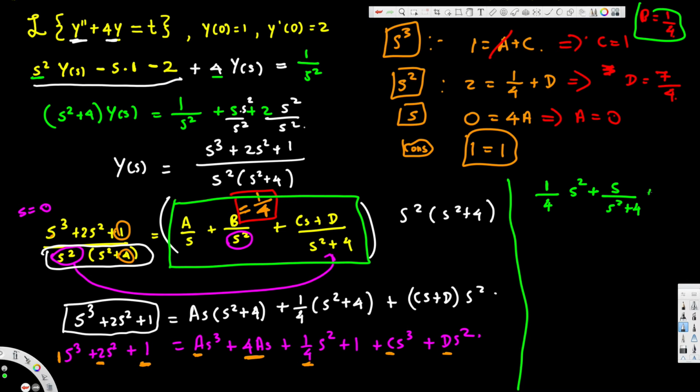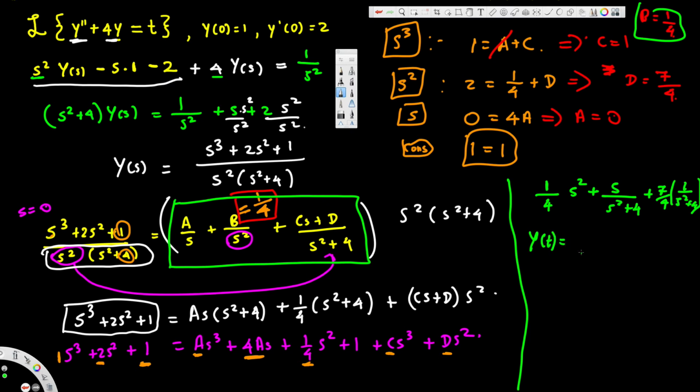Then d, I separate this one into two parts, c and d. D is going to be 7 over 4 times 1 over s square plus 4. Okay, now here we have to find out the Laplace inverse of this one. Let's take the Laplace inverse. If we take the Laplace inverse, that's going to give us y of t. So let's do it individually.